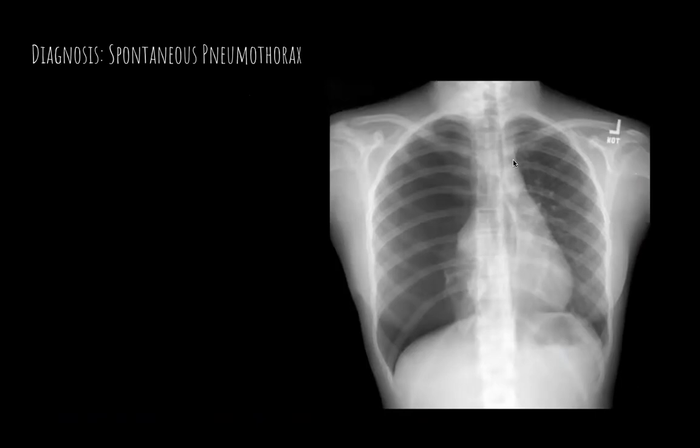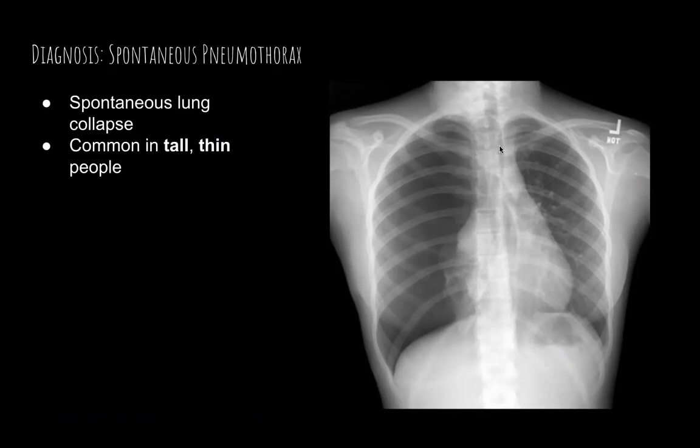So the diagnosis was a spontaneous pneumothorax. And what is that? That's just a spontaneous lung collapse. That is a common condition in tall, thin people, similar to Mordecai. What can cause this? It can be caused by increased vertical stress in the lungs and subpleural blebs, which are these pouchings in the lungs.